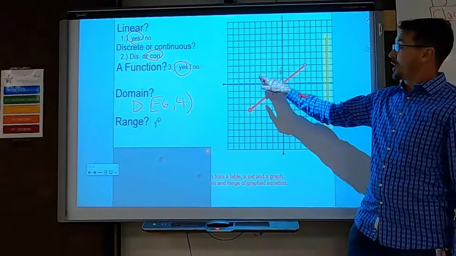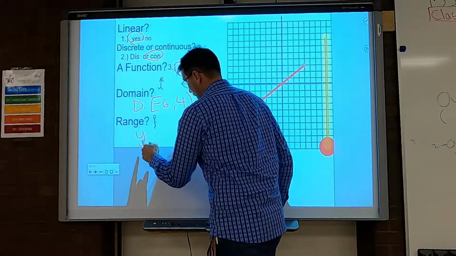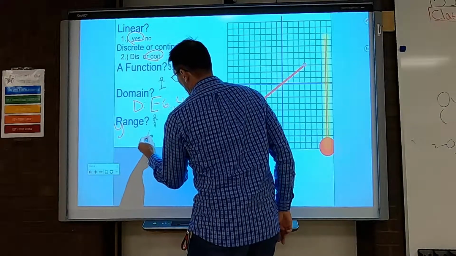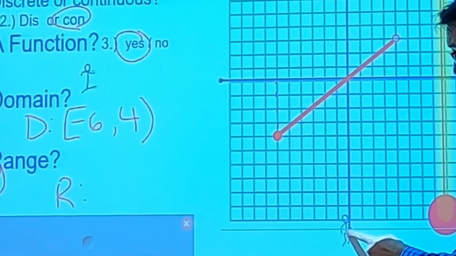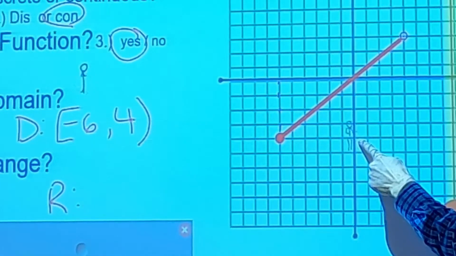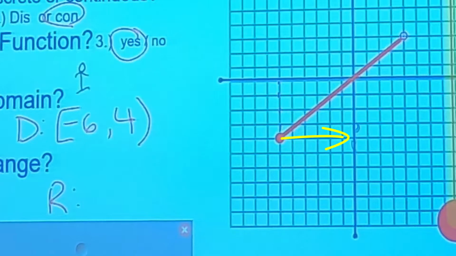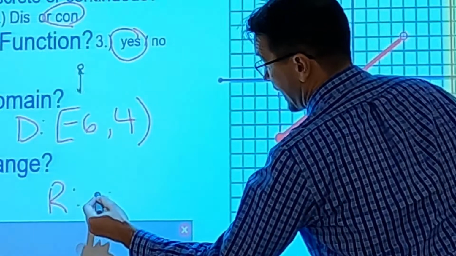Now, to find the range, that's the y values. So we're talking to Yolanda. And Yolanda says, okay, I always come from the bottom to the top. She comes up the y-axis. Hey! She spots right there that the y-axis starts at -1, 2, 3, 4. So it starts at -4.